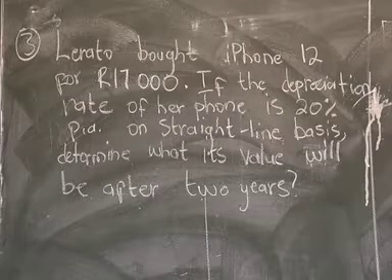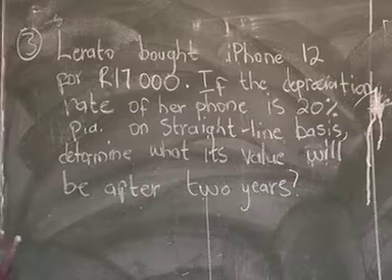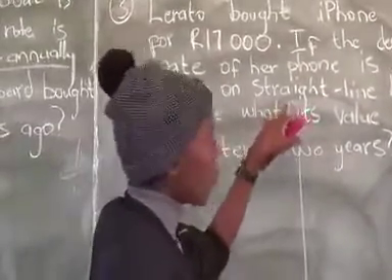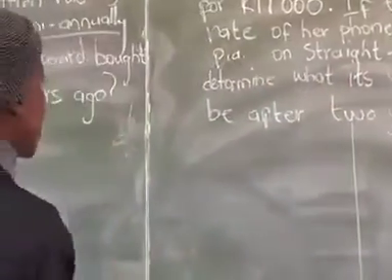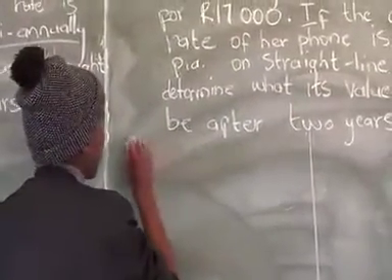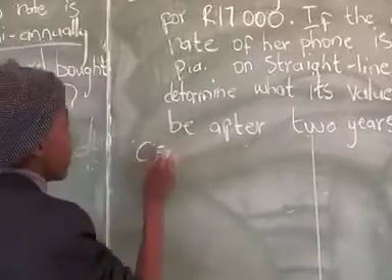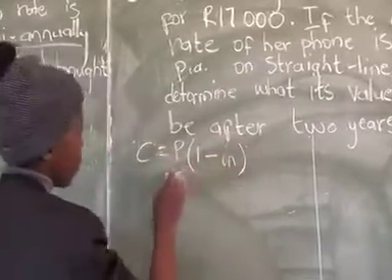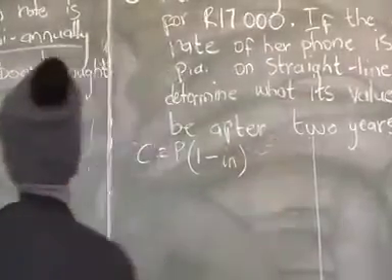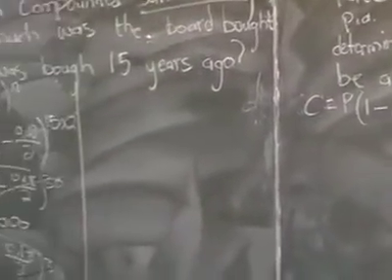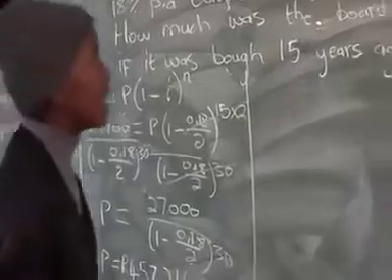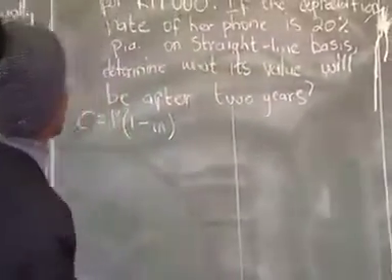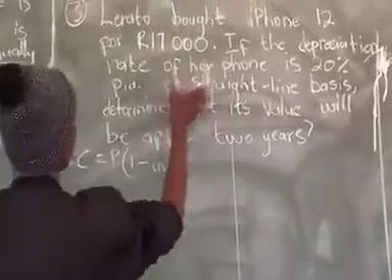As I've already mentioned before, we have two different formulas to work with. It's either diminishing balance or straight line. If it's straight line, the formula is C equals P times (1 minus i n). And this one, I've already mentioned, is for straight line, and the previous ones were compound. Here the question specifies which method we should use: the straight line method. So I'm just going to plug this information into our formula.